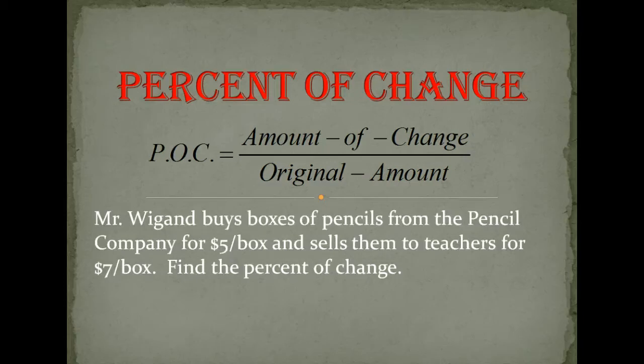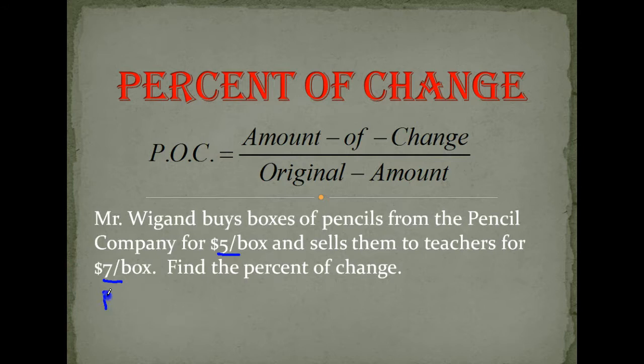All right, let's take a look at another one. Mr. Regan buys boxes of pencils from the pencil company for $5 per box and sells them to teachers for $7 per box. Find the percent of change. So if I'm buying them for $5 and then later selling them for $7, it's increasing. So I know this is going to be a percent increase. This would be an example of a markup.